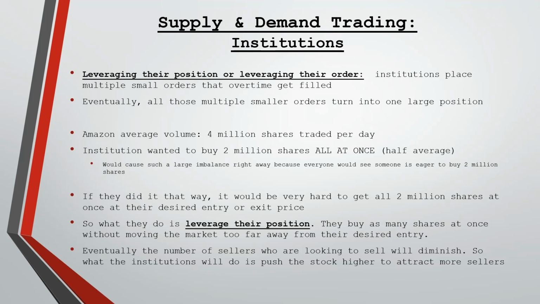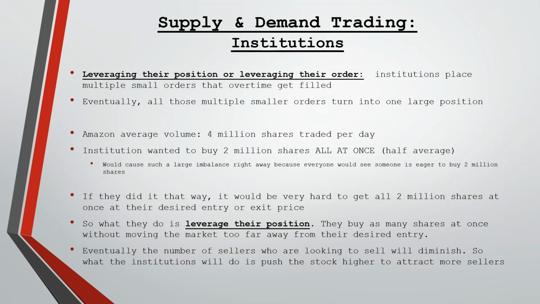So here's another good example. Amazon has an average volume of 4 million shares traded per day, right? So this equates to 600,000 shares per hour, since there's 6.5 hours in every trading day. So 600,000 shares per hour every day.